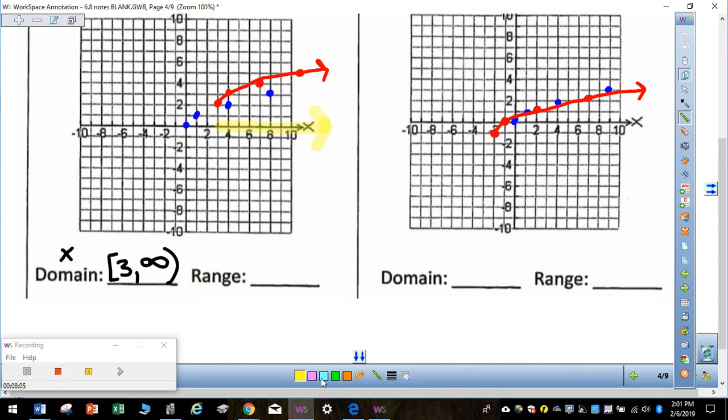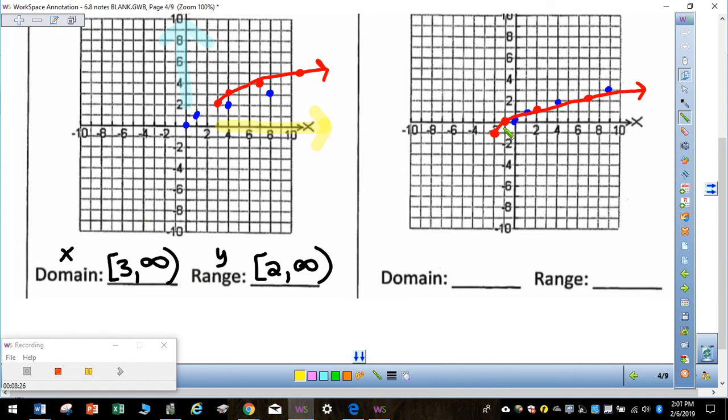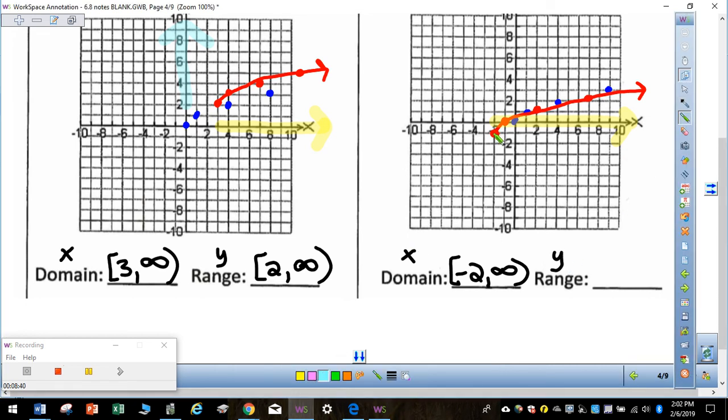Now for the range, the y values. Notice how the y values are only values greater than 2, because we don't have anything below 2. And so the range for our y values, it's y values from 2 up to infinity. Let's do the same thing now on this second graph. Now the domain, x values, it looks like we have all of the x values from -2 up to infinity. And then the range for the y values, it looks like we have all the y values from -1 up until infinity. So that reflects that we moved it down 1.